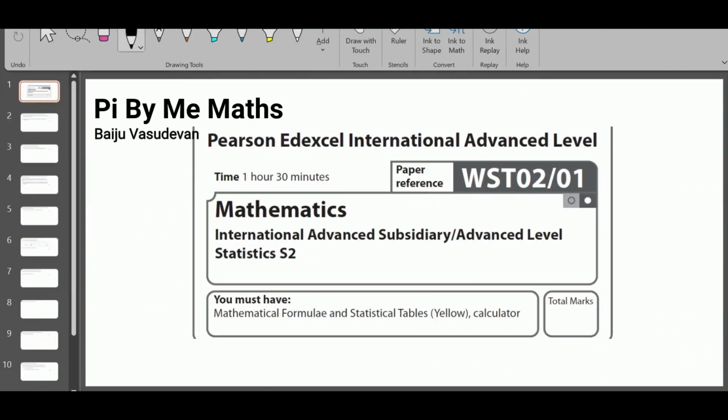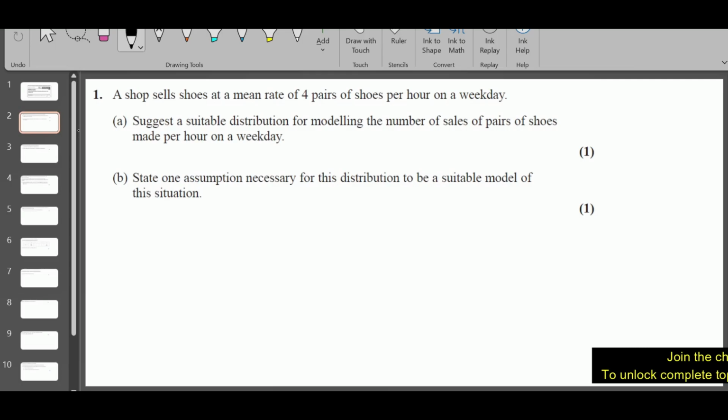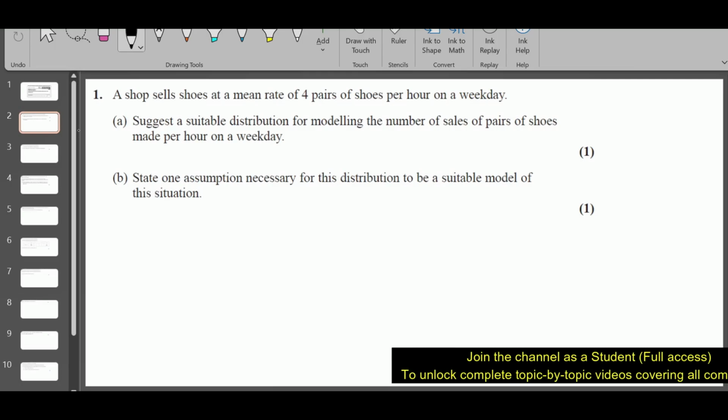This is WST02. Here we are solving the January-February 2023 Statistics 2 paper. Let's look at question number 1. A shop sells shoes at a mean rate of 4 pairs of shoes per hour on a weekday.